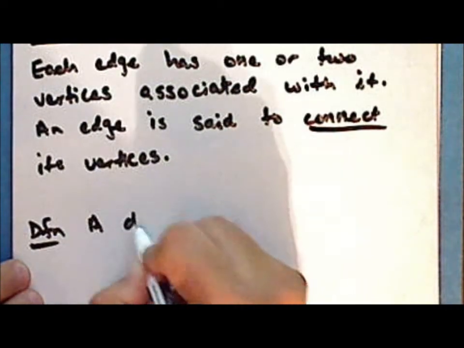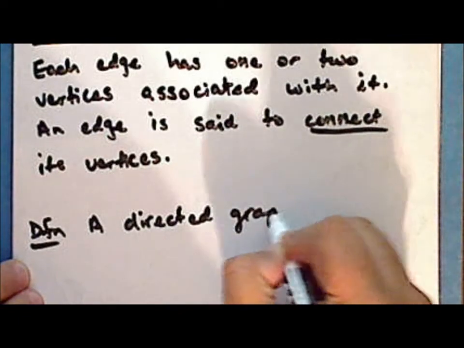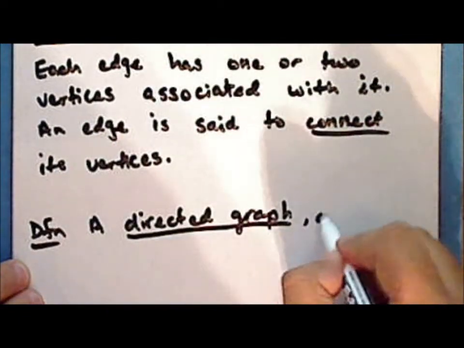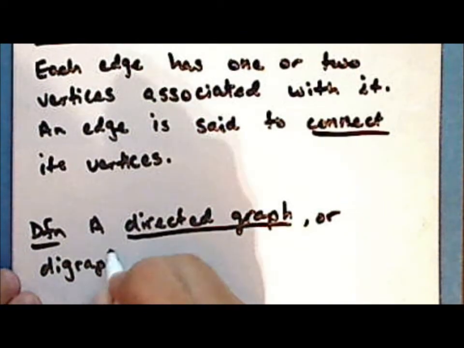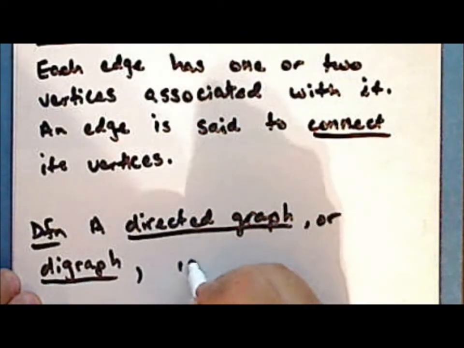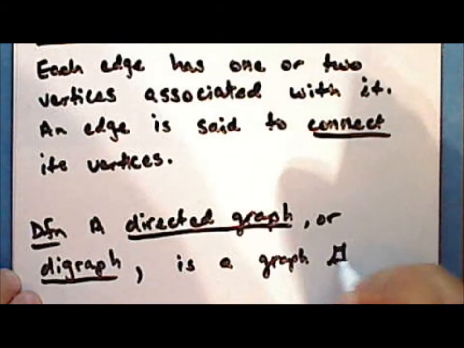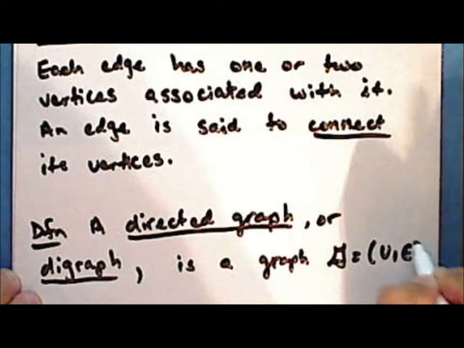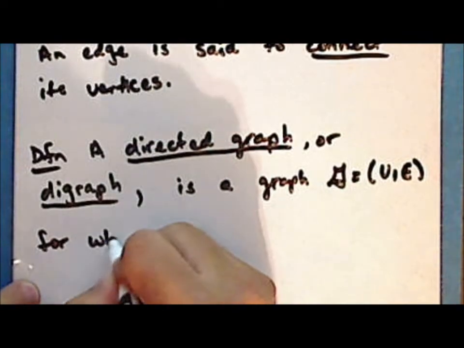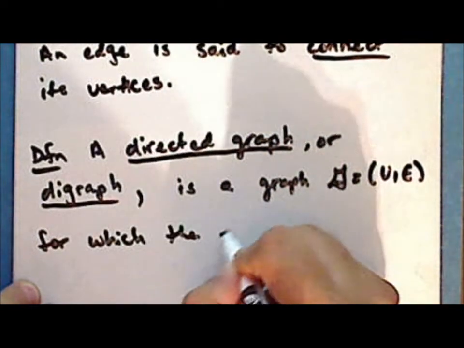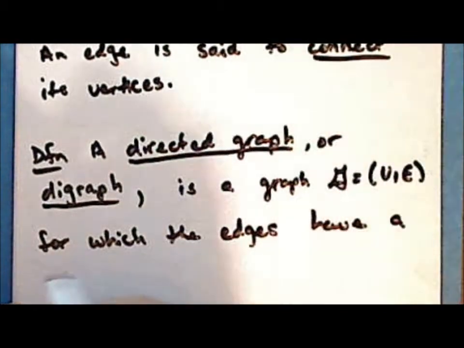Now, a directed graph, or digraph for short, is a graph for which the edges have a direction.